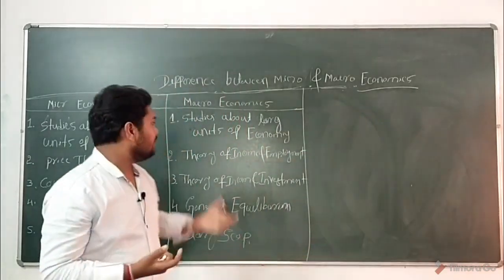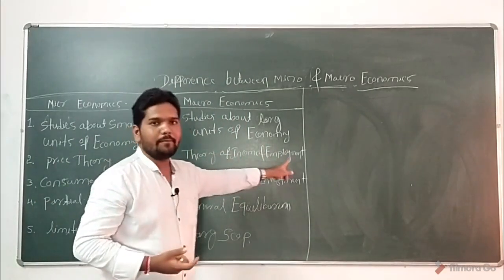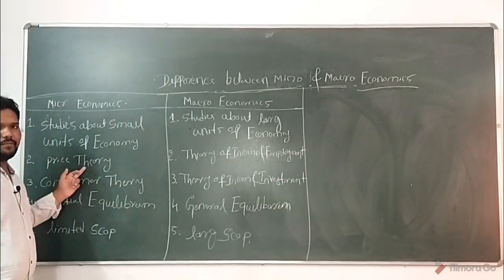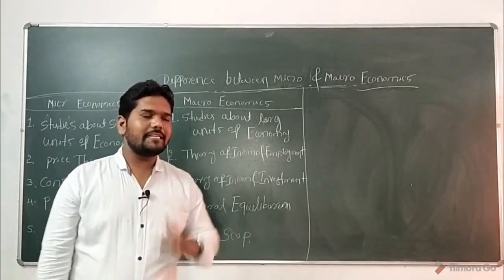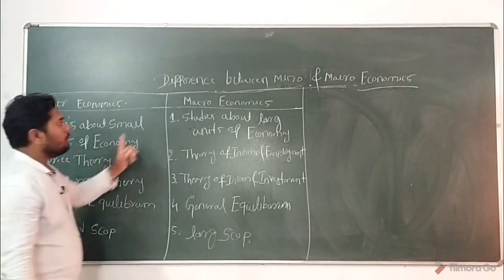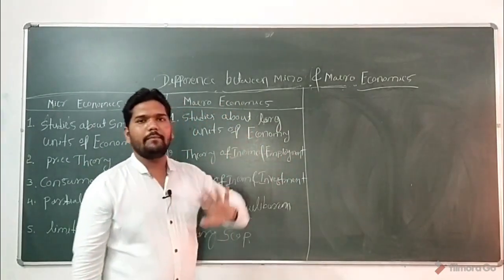That's why macroeconomics analyzes the theory of income and employment, and microeconomics analyzes price theory. The second point of difference between micro and macroeconomics: microeconomics is price theory, macroeconomics is the theory of income and employment.